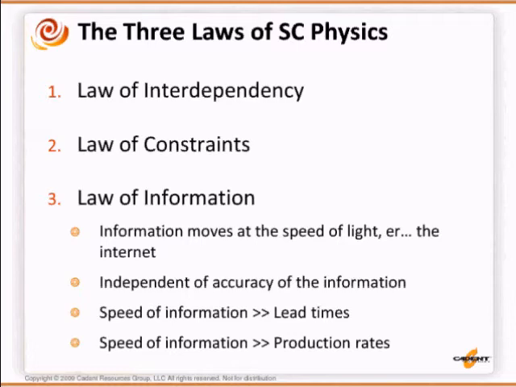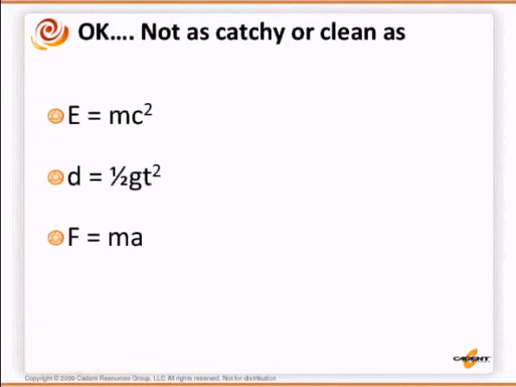Lastly, the speed of the information is infinitely greater than the lead times that we have to deal with in the movement of goods. So if we're ordering raw and packed materials, or finished goods from a contract manufacturer, the speed of information is much faster than that order cycle time. And the speed of the information is faster than any of the production rates that we have. Okay, so these are our three laws.